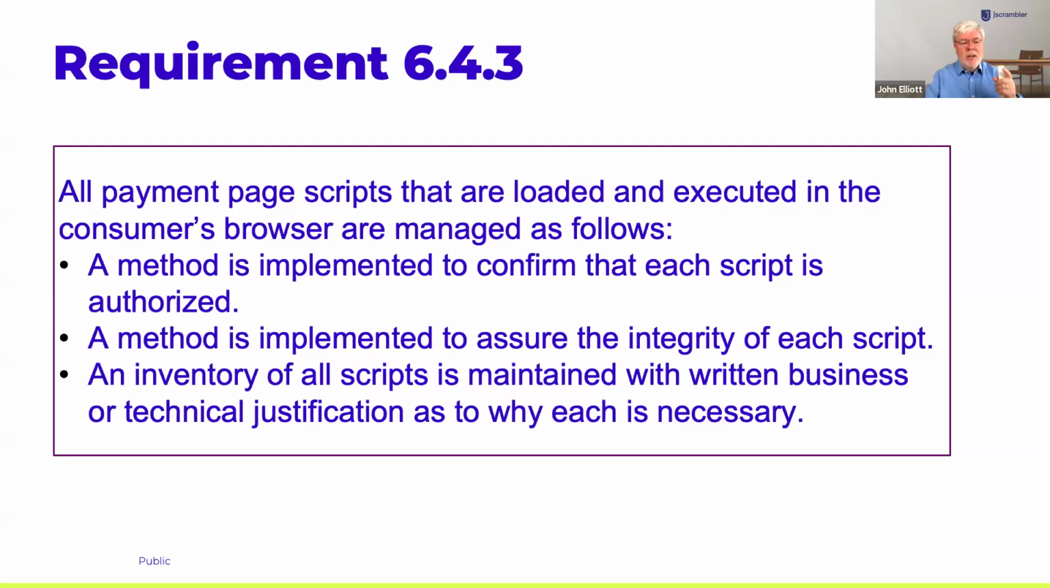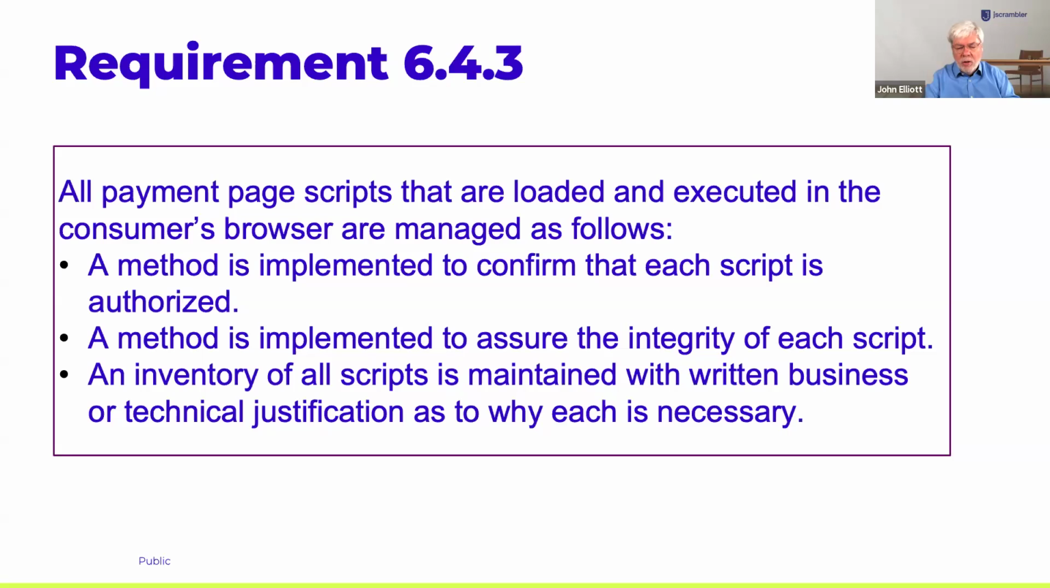You need a method, you need an inventory of all scripts with a justification of why each is necessary. A method to confirm that each script is authorized. It doesn't say authorized by who. It could be authorized by policy, it could be authorized by a person, it could be authorized by a process. And then a method to assure, not ensure. Be very careful about the words. We wrote the words very carefully. A method to assure the integrity of each script.